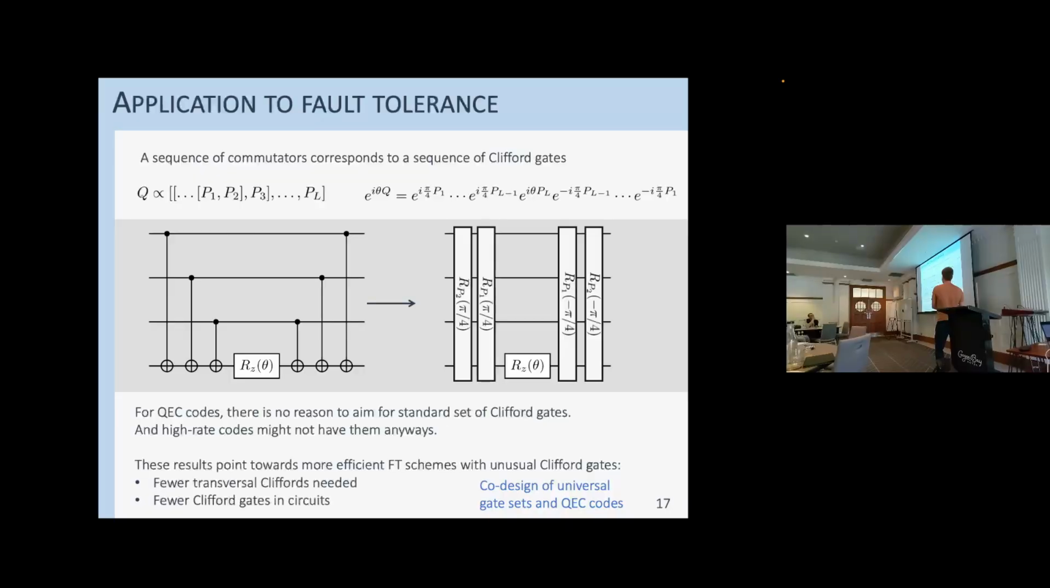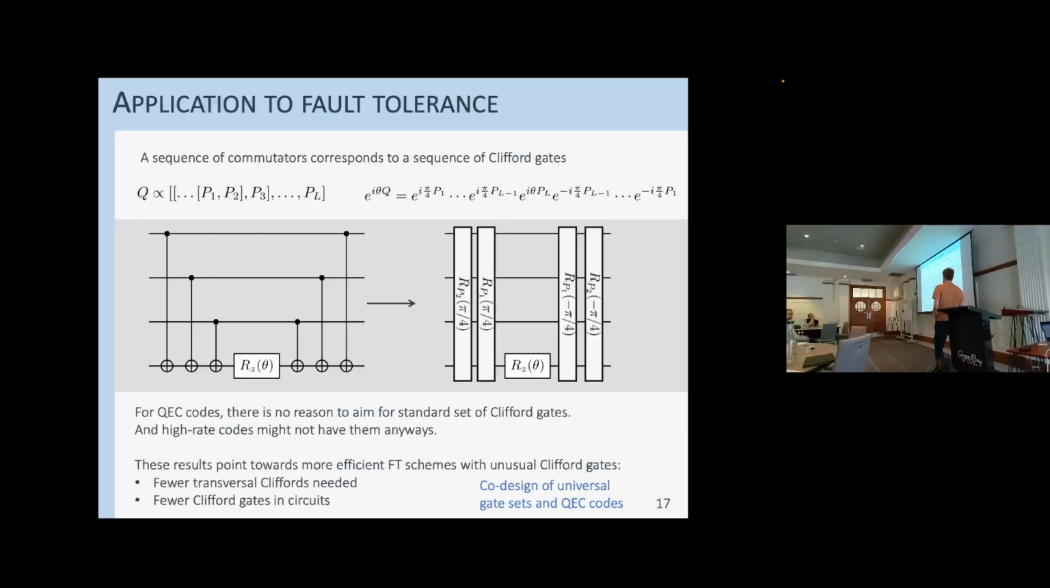And so for QEC codes, this shows there's no reason, if you're trying to find some transversal gates, to try to find just boring CNOTs. And for some high rate codes, like I tried to argue, you can't always get that anyway. We should be more clever about how we're picking our Clifford gates, because in that way we can optimize this.